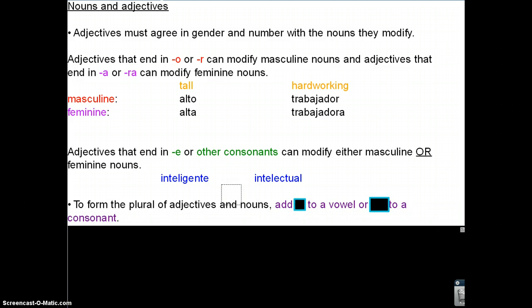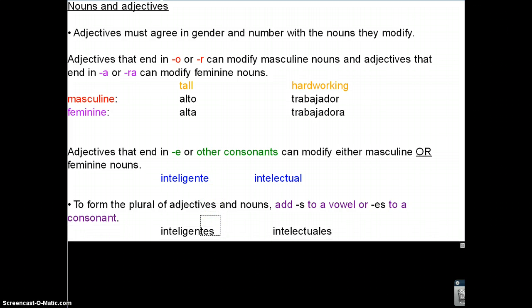If I want to make or need to make any adjective plural, I can add s if the adjective ends in a vowel, or I need to add es if the adjective ends in a consonant. So inteligente would become inteligentes. I would just add the letter s, but intelectual would have to become intelectuales, where I add es.